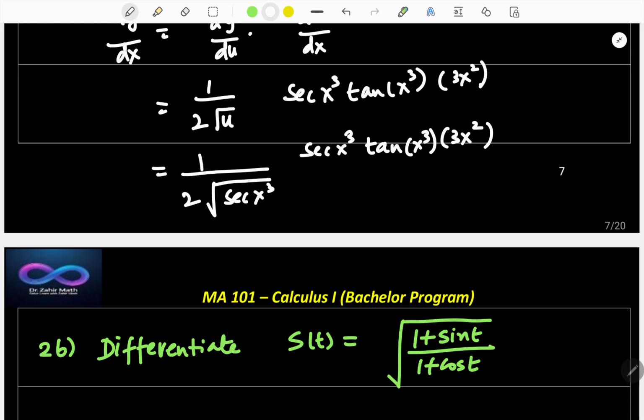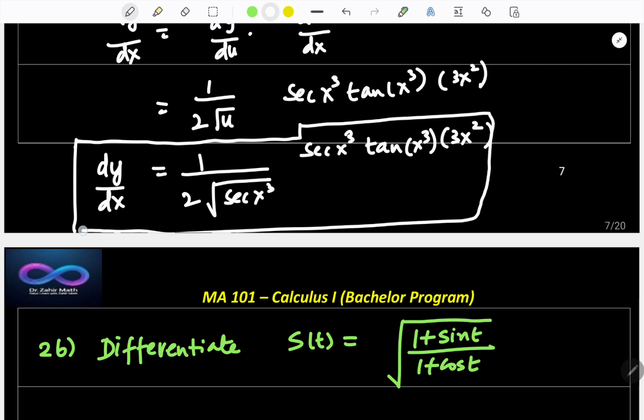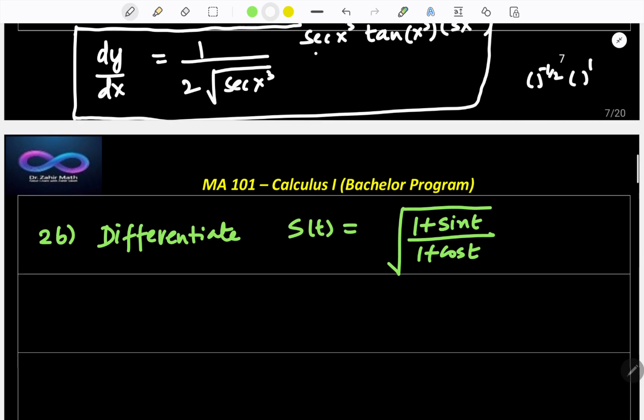So is anything getting cancelled? Secant x cube to the power 1 minus 1 by 2, no use. Simplification is not getting, so I think you can stop it here, no problem. So this is dy by dx. In case you want a more specific answer, you can write this with power minus half brought up, and this is power 1, so you can join this together if you want. Otherwise you can leave it, no problem.